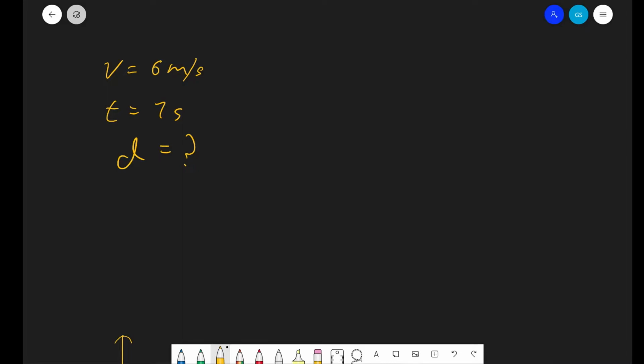So I have some variables. This is sort of like a physics problem. So if you haven't taken physics, don't worry, I'll explain through everything. But this v here is speed. This is time, and this is distance. So basically, I'm just asking here, if an object is going 6 meters per second in a straight line for 7 seconds, what is the distance?